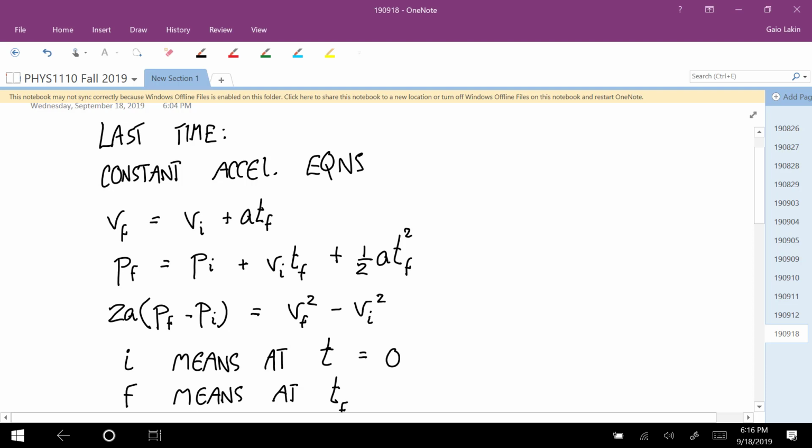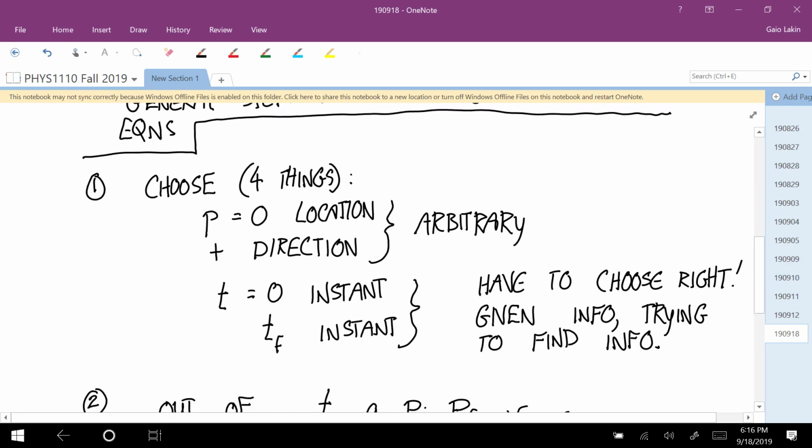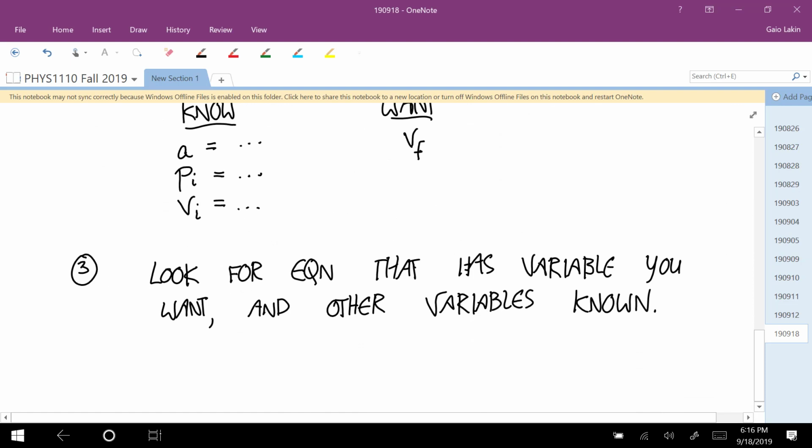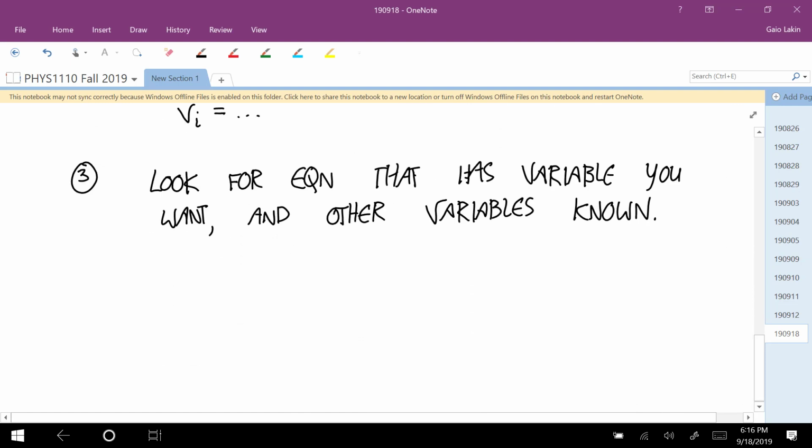Okay. At least at the beginning, that's kind of the end of this process. Then you just solve for the variable you're looking for. Sometimes, though, after we get a little more used to this, there's this step 4 that you have to do sometimes.